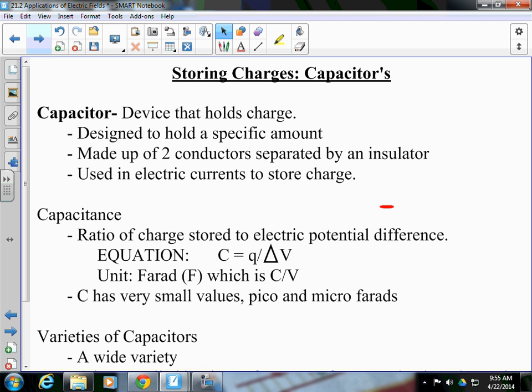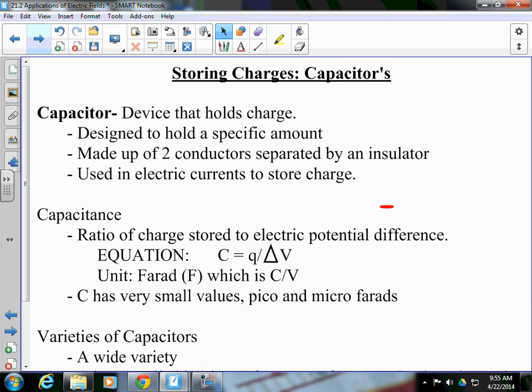Last little thing here, we have an equation, capacitor. What is a capacitor? A capacitor is a device that holds charge. So we've been talking about test charges, all sorts of charge. A capacitor is a device that holds charge. Usually it's designed to hold a specific amount of charge.